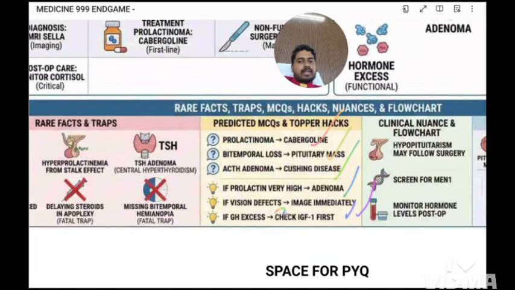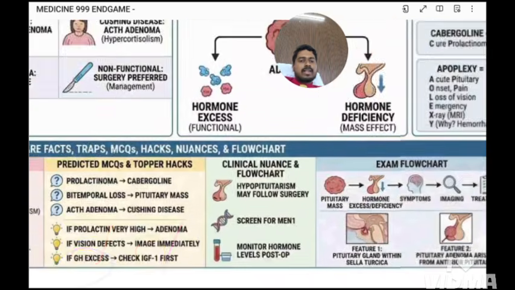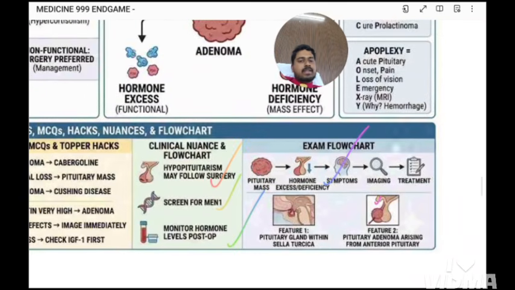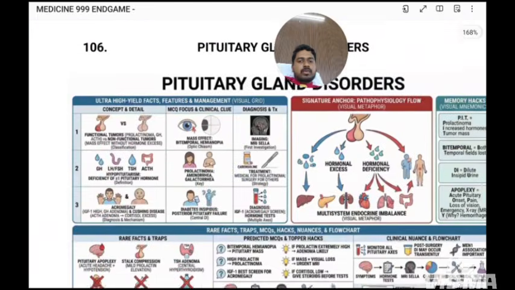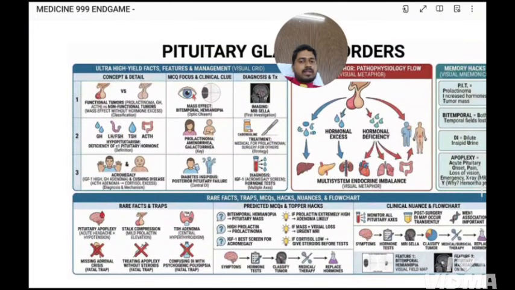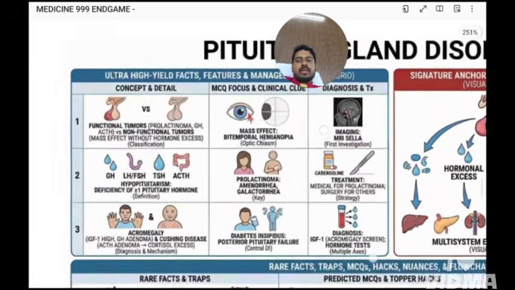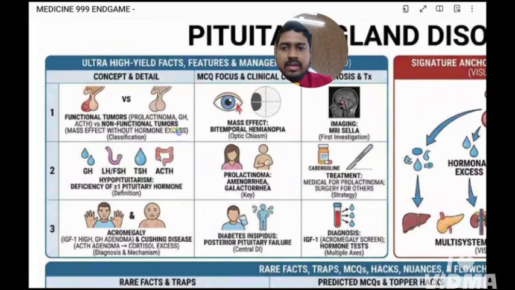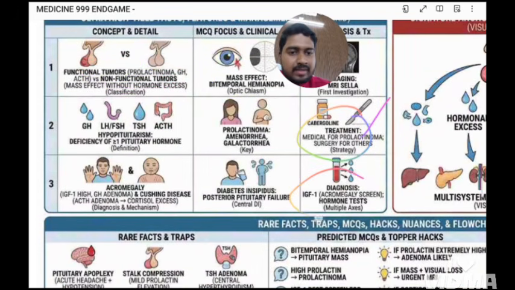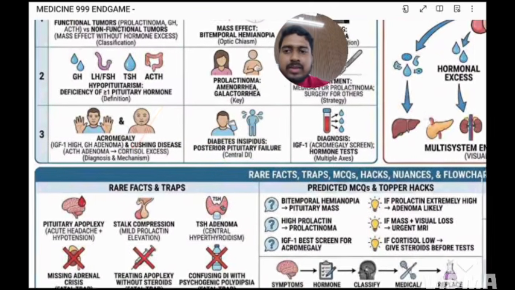So I have discussed everything here. If GH is excess, the first thing, as we had discussed in acromegaly also, is to do IGF-1 levels. So next we'll go to pituitary gland disorders, and here we'll be discussing things in detail. After that we'll be coming to SIADH. I have discussed all about functional, non-functional, mass effect, MRI, treatment for prolactinoma, IGF-1, posterior pituitary failure leading to diabetes insipidus, and in addition acromegaly, Cushing's, everything we had discussed.